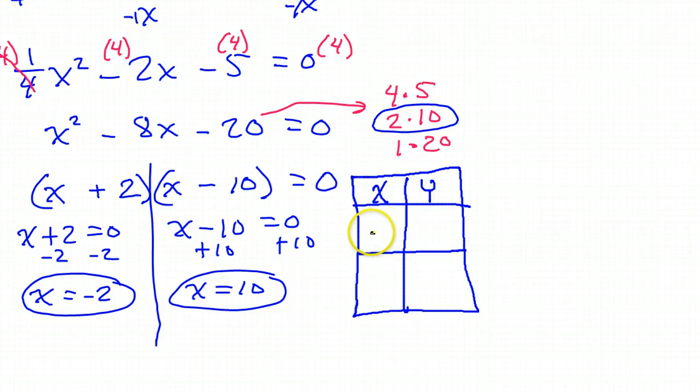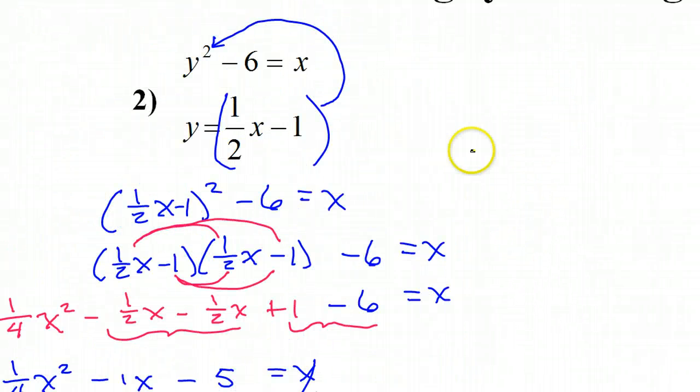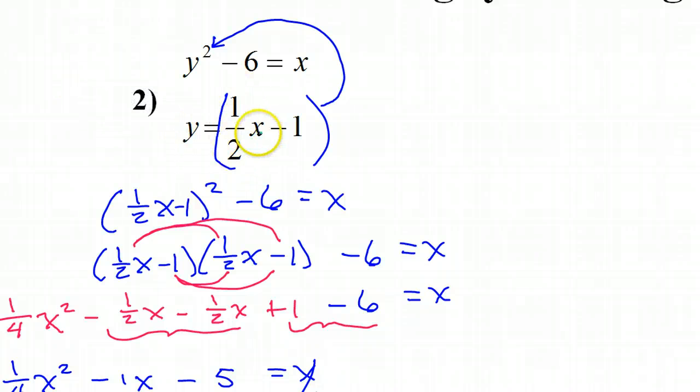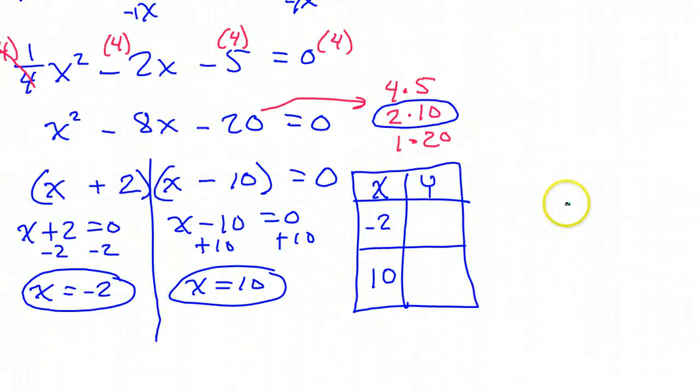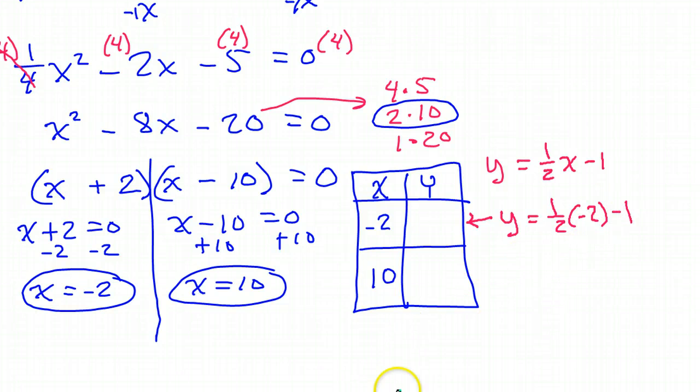Okay, so we have our negative 2 and our 10. Now we need the y values that go with them. So let's look back and see if we can get a y value machine going. Well, here it is. Here's our y value machine: y equals 1/2 x minus 1. Let's just copy that down. So y equals 1/2 x minus 1. That means right here we have y equals 1/2 times negative 2 minus 1.